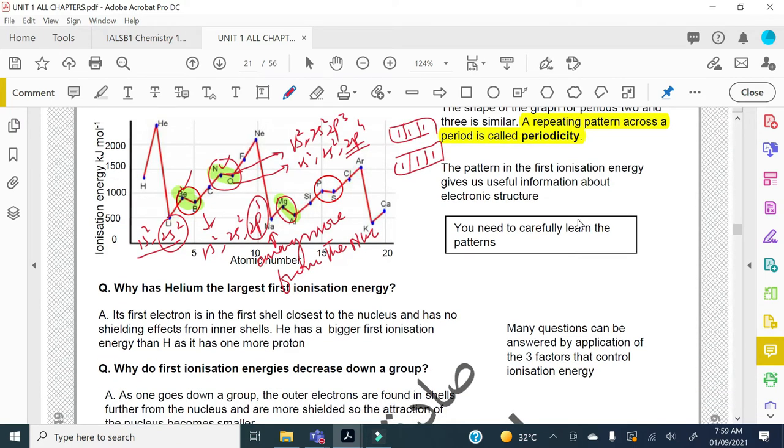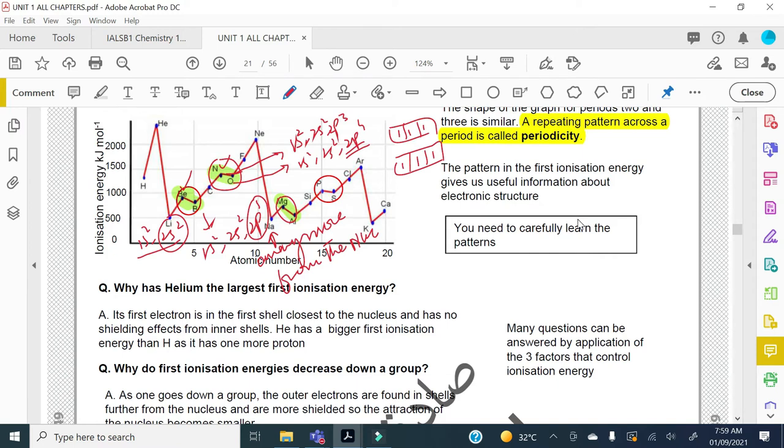Why does helium have the largest first ionization energy? You need to understand this once again by going to the electronic configuration. The first electron is in the first shell, closer to the nucleus, and has no shielding effect. We'll talk about the shielding effect also. And it has a bigger first ionization energy than hydrogen, and it has one proton in it.